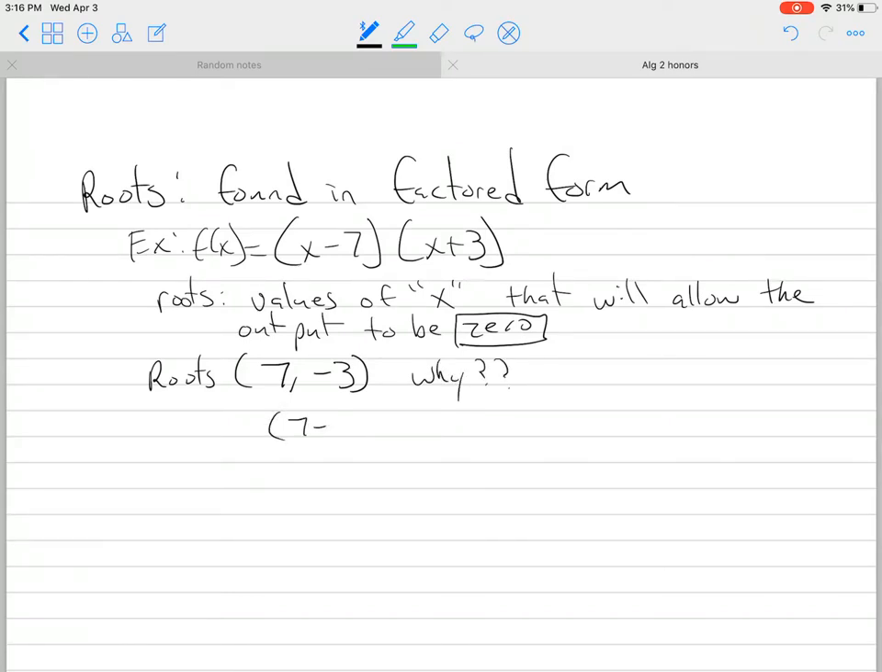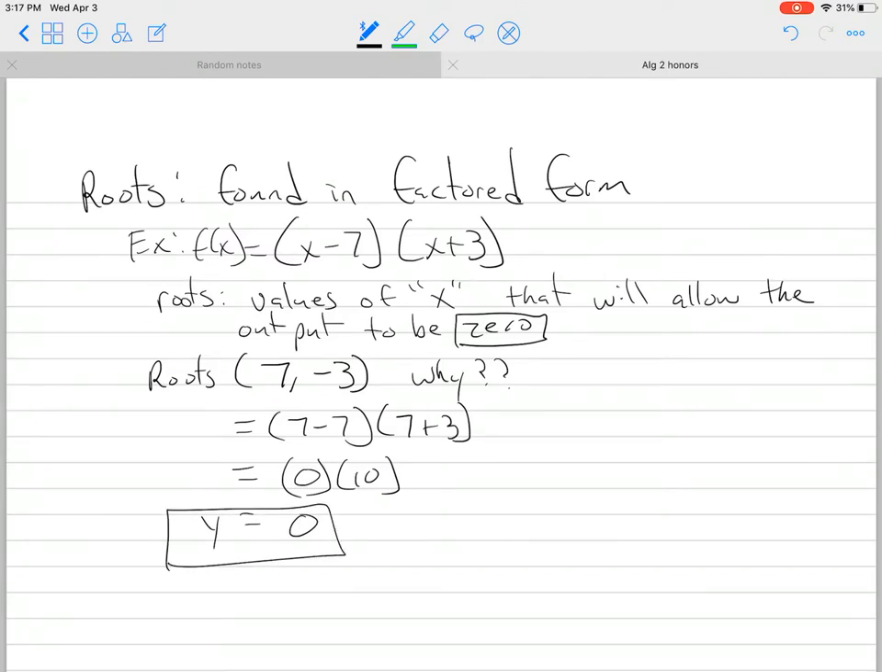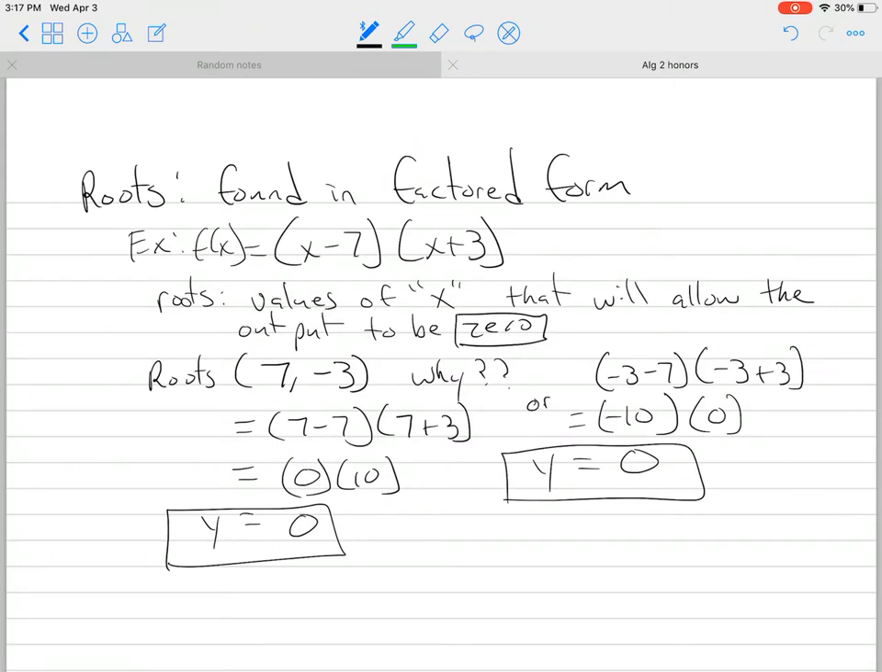Well, because if I do 7 minus 7 times 7 plus 3, again, right, I end up with 0 times 10, which gives me y equal to 0. That's what I want. Or it's negative 3, because if I do negative 3 minus 7, negative 3 plus 3, I end up with negative 10 times 0, which is 0. So those roots are the two values of x that allow my output to be 0.